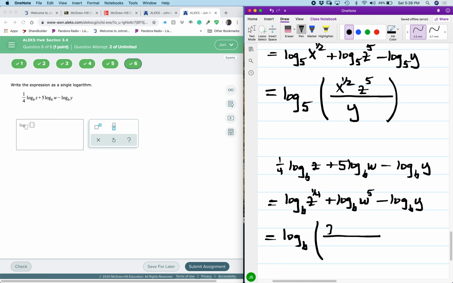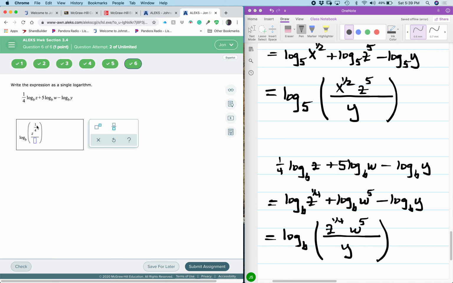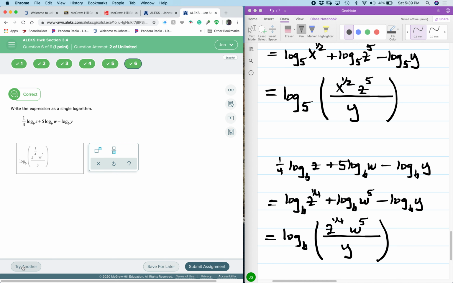So at the top, again, we'll have z to the 1/4, and w to the 5th also goes to the top since we're looking at adding, and since we have subtraction once again, y goes at the bottom. So we have, in effect, a base b logarithm of z to the 1/4 times w to the 5th, all over y, and checking, the result is correct.